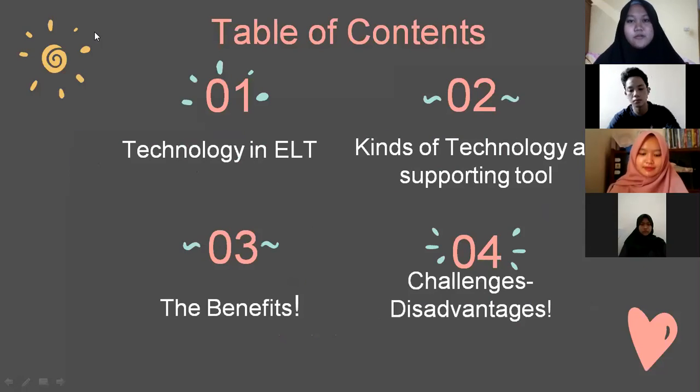There is a table of contents that I will present for today. First is technology in ELT, second is kinds of technology as supporting tools, third is the benefits, and fourth is challenges or disadvantages.